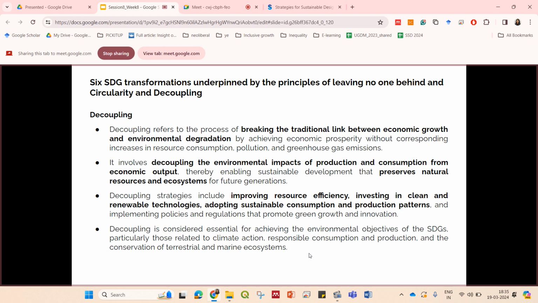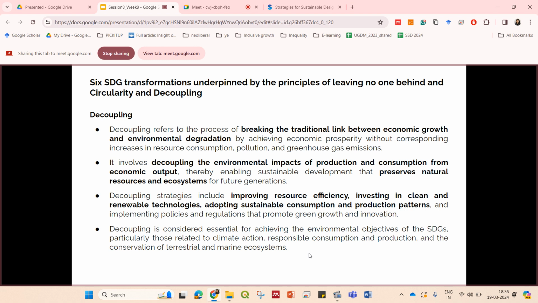The decoupling strategies include things like improving resource efficiency, investing in clean and renewable technologies, adopting sustainable consumption and production patterns, and also implementing different policies and regulations that again promote green growth and innovation. So again, decoupling is another key thing which is considered essential for achieving environmental objectives for the SDGs, particularly those related to climate action, responsible consumption and production, and conservation of ecosystems.